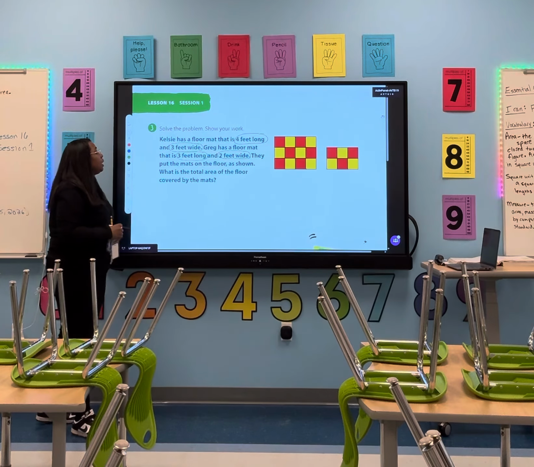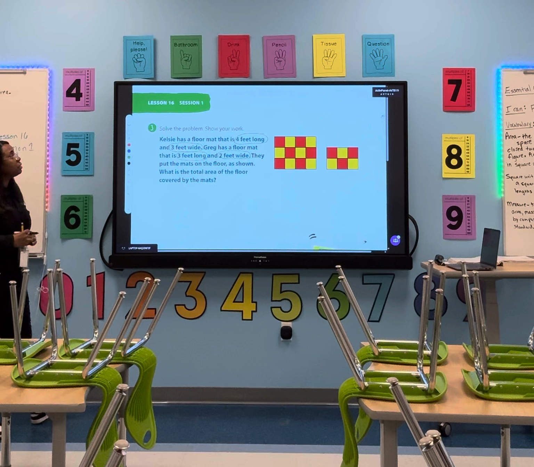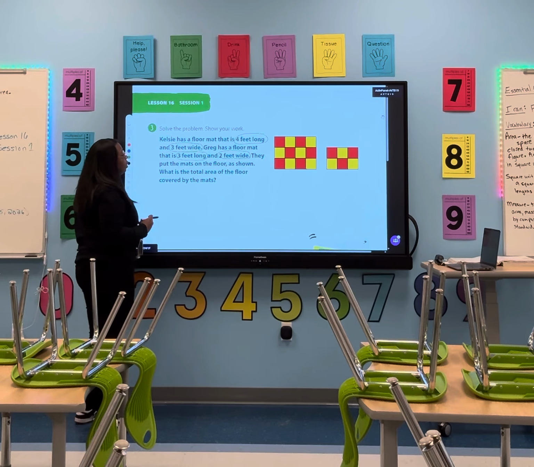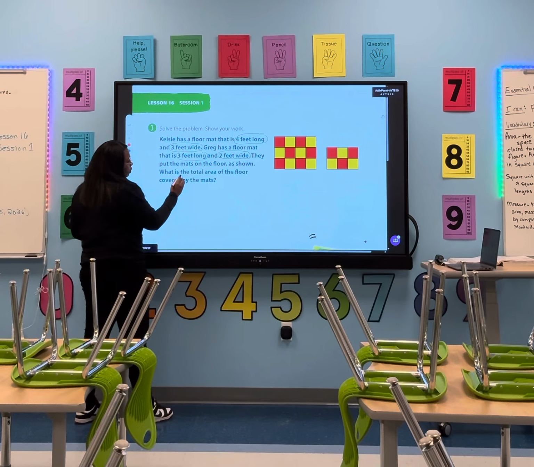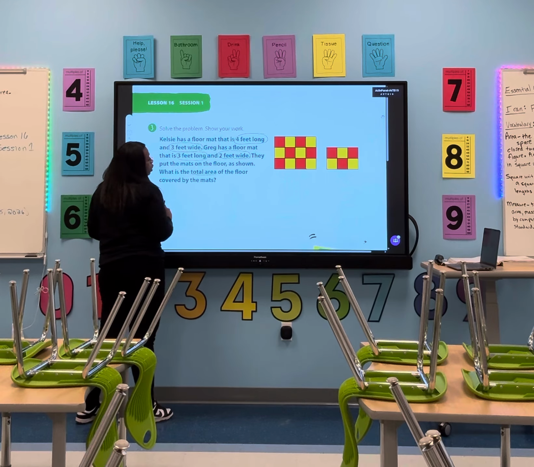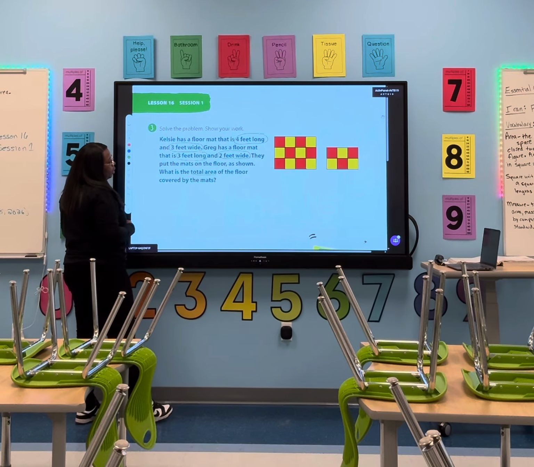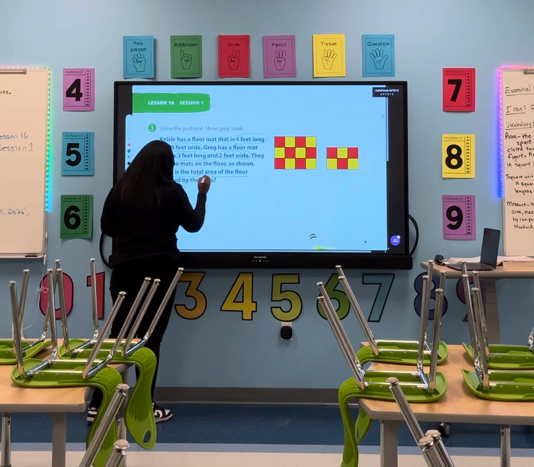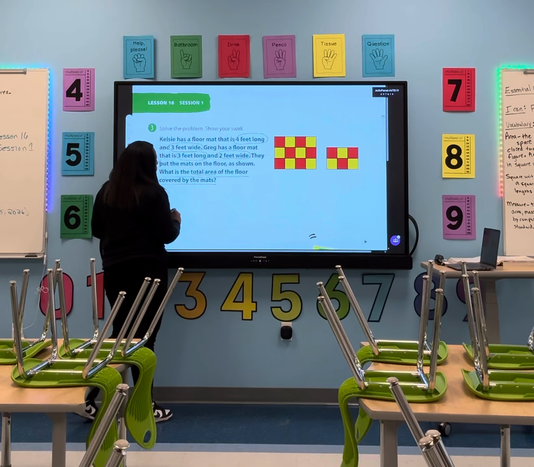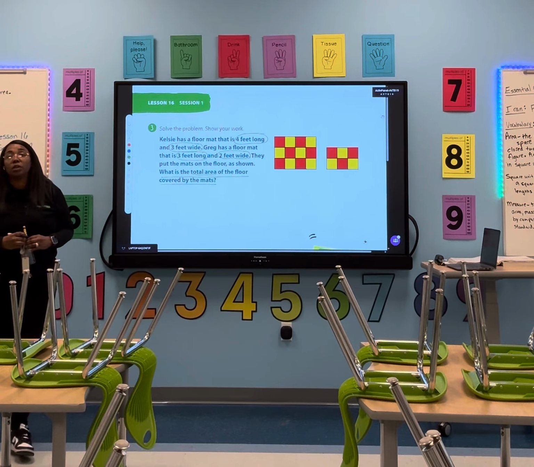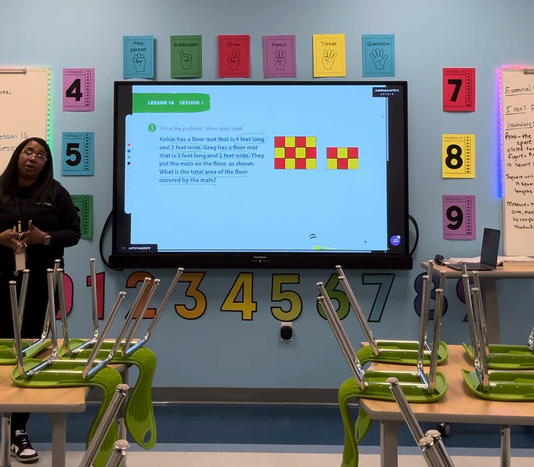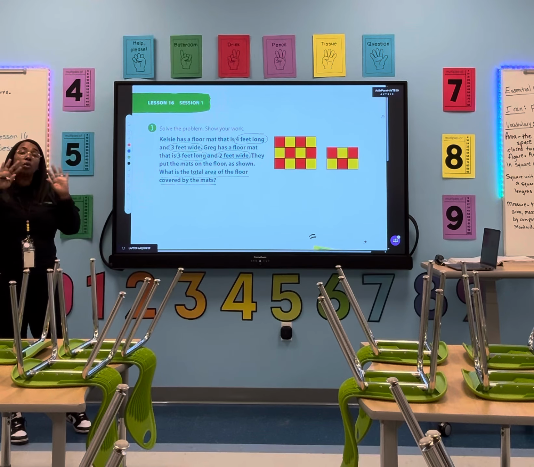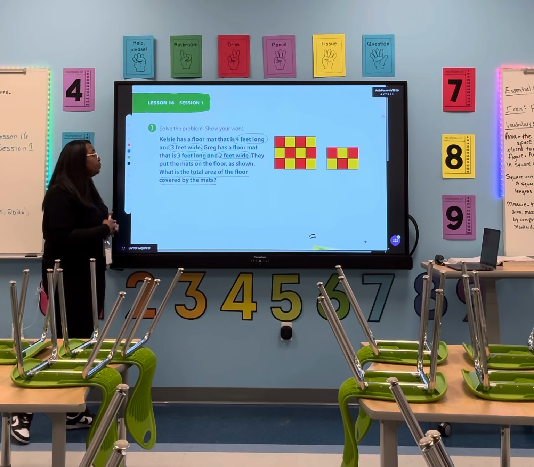Okay, so let's keep reading. It says they put the mats on the floor as shown. Okay, so what is the total area of the floor covered by the mat? So I'm just going to underline the question because that is what we're trying to figure out. But notice I underlined what we're looking for, the total area. Not just the area of one mat and not the other, but the total area of all the mats together.